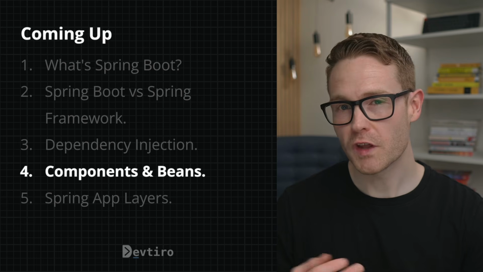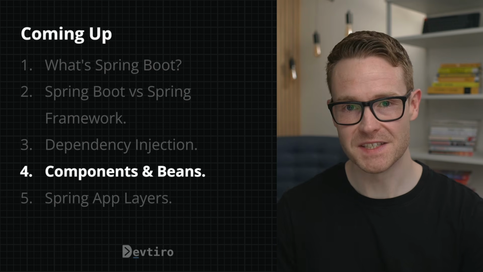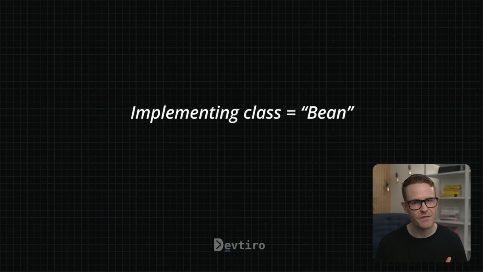So let's now explore the concept of components and beans. You know how we've been talking about interfaces and implementing classes? Well, Spring Framework uses a different word for implementing class. It uses the word bean. Why it uses the word bean is not important. The reason is largely historical, but the key point is this. From now on, I'm going to be using the word bean. However, if that ever becomes confusing, just pretend I'm saying implementing class.